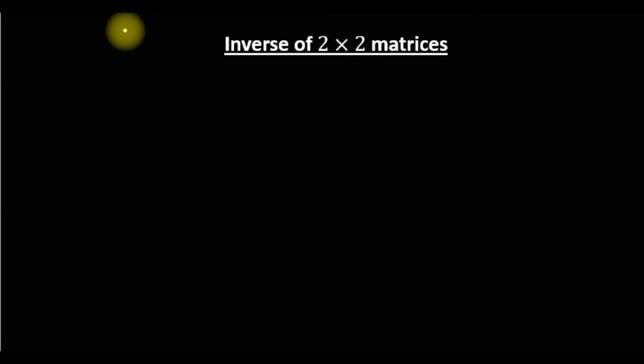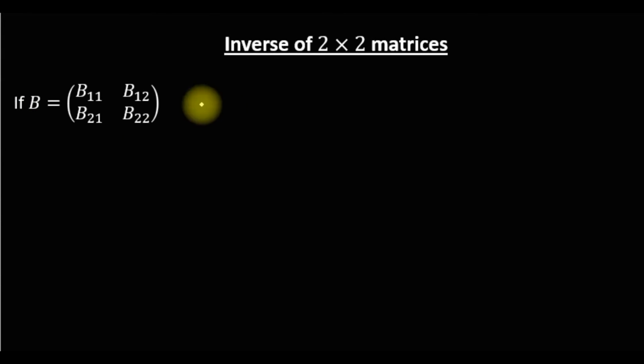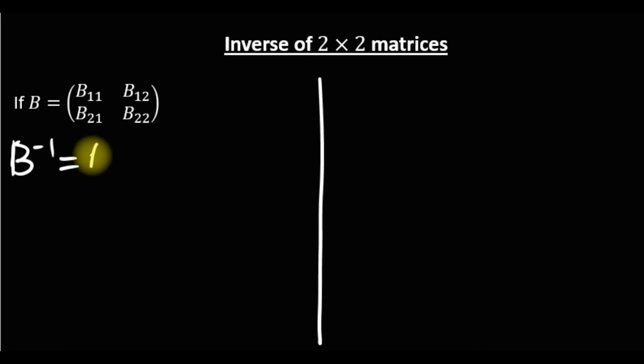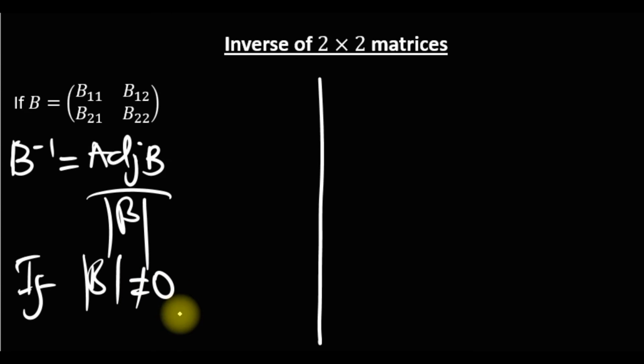So, inverse of 2x2 matrices. You know that to get the adjoint of a 2x2 matrix is very simple. So assuming you are given this matrix, maybe matrix B, with elements B11, B12, B21, B22. Since we know that the inverse of this matrix, written B raised to the power minus 1, is the adjoint of B over the determinant of B, we're working on the assumption that it is a non-singular matrix, so assuming the determinant is not zero, it means that it's invertible. It has an inverse.